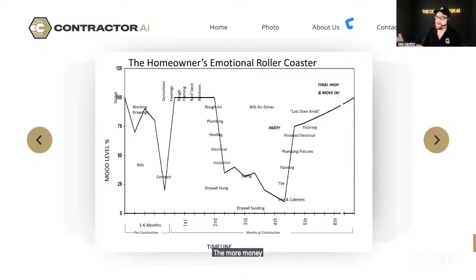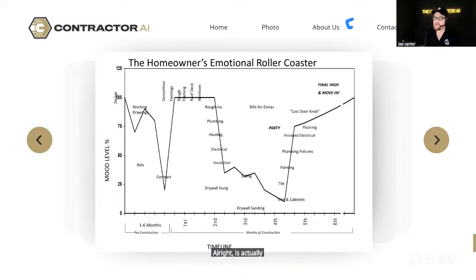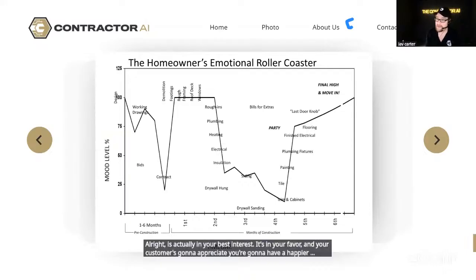The more money that's off the table by the time we get to the end of the job, where they only owe you 5% by the closure, the less punch list items, less complaining, less holdbacks, and less taking their time to make the payment. You're going to find a customer that's just happy to pay and satisfied, believe it or not. So getting the payments out of the way earlier in the process is actually in your best interest. It's in your favor. And your customer is going to appreciate it, and you're going to have a happier customer at the end.